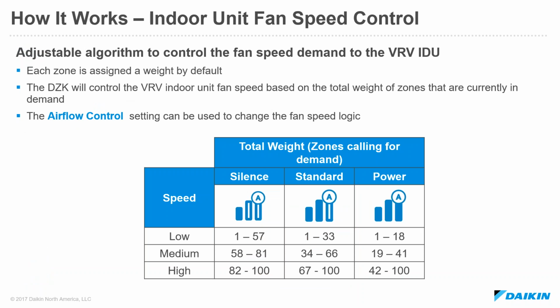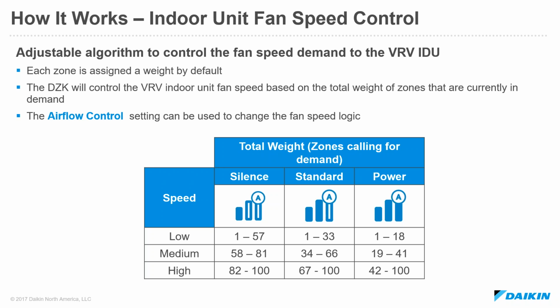So how does the DZK control the indoor unit fan speed? There's an adjustable algorithm within the DZK that allows it to take all of this aggregate demand and decide what fan speed to send to the indoor unit. You have this airflow control algorithm that is set as standard from the factory, but there are two other options. There's a silence option and there's a power option.